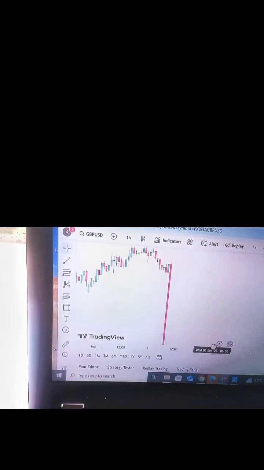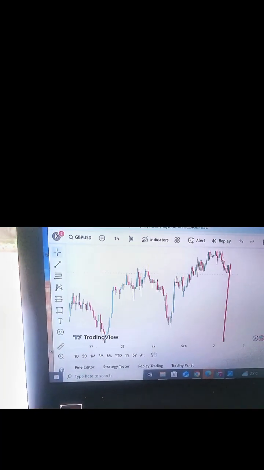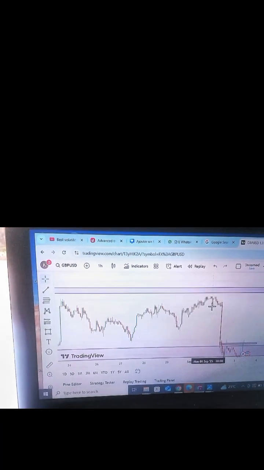So let me just see something here. Actually see that, yeah, it's so simple, guys. Don't complicate anything. Just wait for price to break the neckline. Wait for price to break the neckline, comes back to retest.